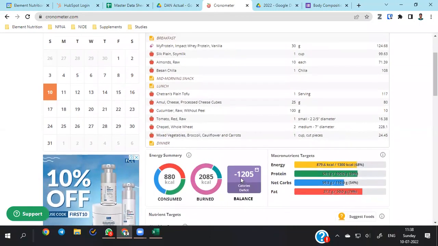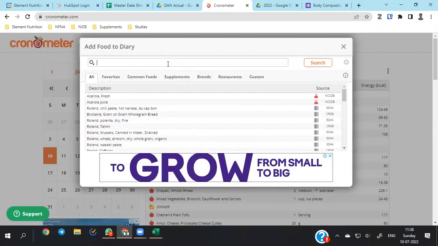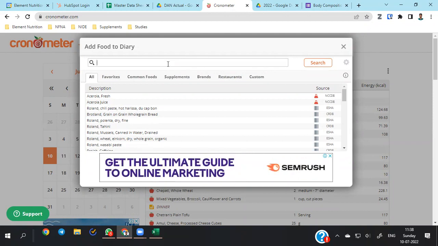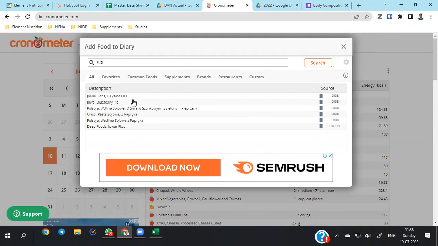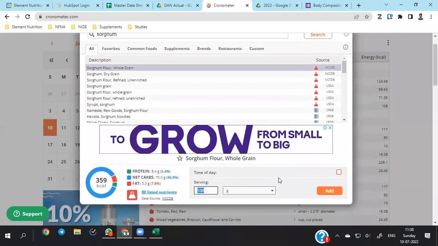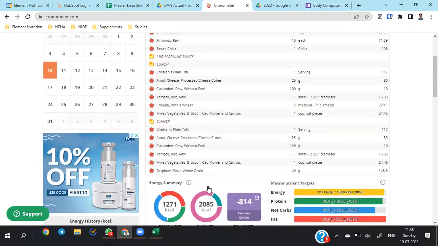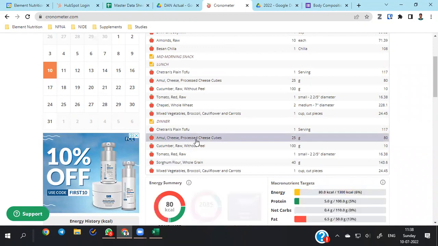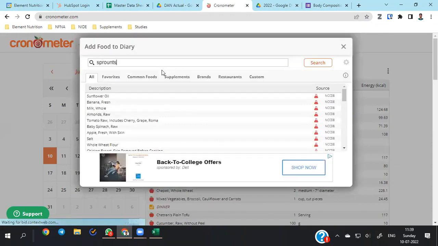And now we'll go to dinner. Dinner is going to be similar. So what I will do is I'll just write, since rotla is usually made of something like jowar, give him that. Sorghum. Jowar you'll not find. Sorghum flour, whole grain. Approximately 40 grams of that flour, making one thick rotla. Cheese I will remove. I will replace it and add some sprouts.